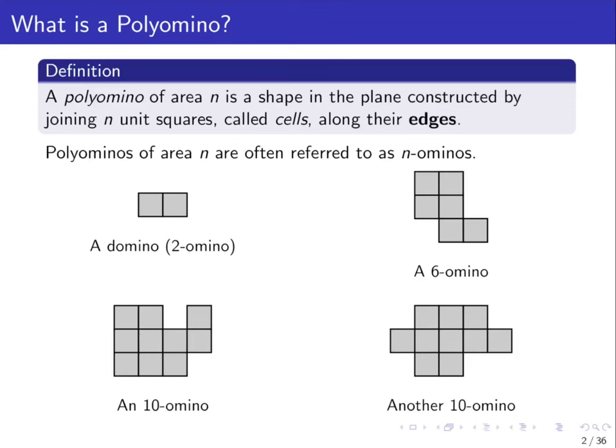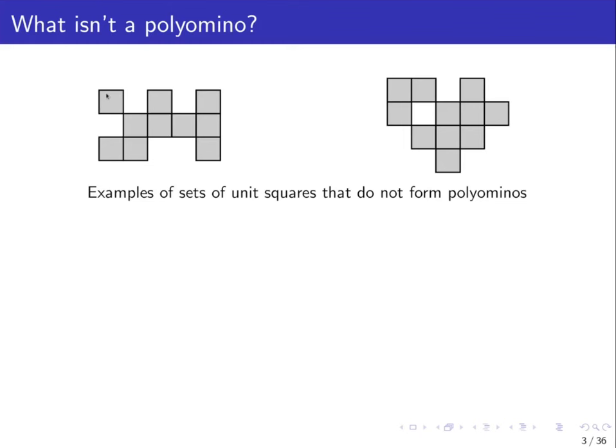A polyomino of area n is a shape in the plane constructed by joining n unit squares called cells along their edges. During this presentation, we will refer to polyominoes of area n as n-ominoes. Polyominoes can also be seen as a generalization of the domino, where instead of just attaching two squares together, we attach 3, 4, 5, or so on. On this slide, we can see a domino, or a 2-omino, as well as a 6-omino, a 10-omino, and another 10-omino. But what isn't a polyomino?